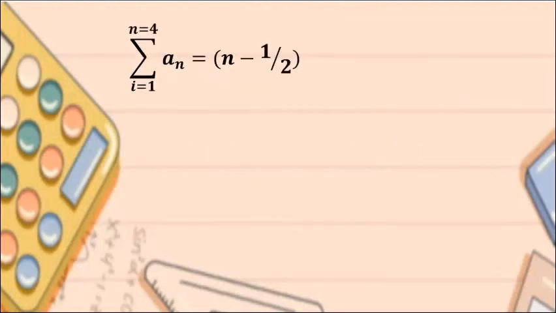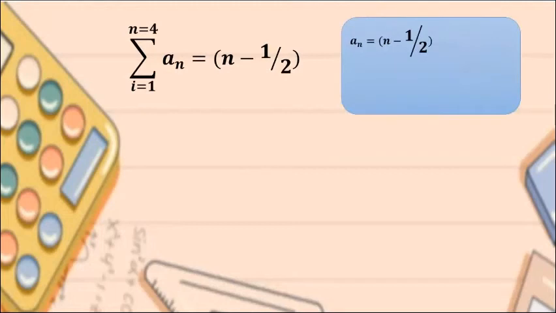Last one, let's have the sum of the first to fourth term of the sequence n minus 1/2. So the general term will be n minus 1/2. And then the values of our n and i are 4 and 1. Therefore, the values of our terms to be used are 1, 2, 3, and 4.